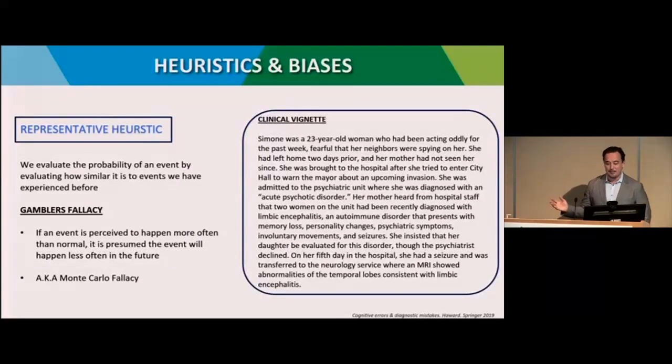So let's take that same concept and boil this down into a clinical situation. I'm not going to read this whole question, but essentially there's a 23-year-old woman who comes in acting off. She's having memory loss, personality changes, psychiatric symptoms, and her mother's insistent that she be tested for limbic encephalitis and get an MRI. And this is an actual vignette out of cognitive errors and diagnostic mistakes.